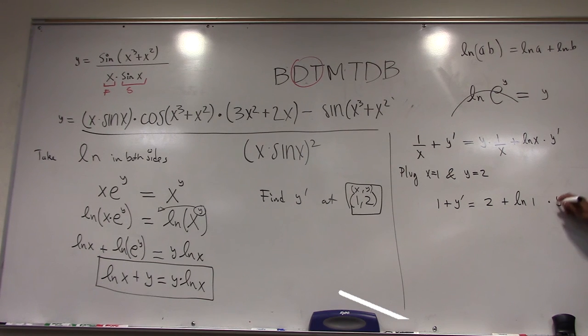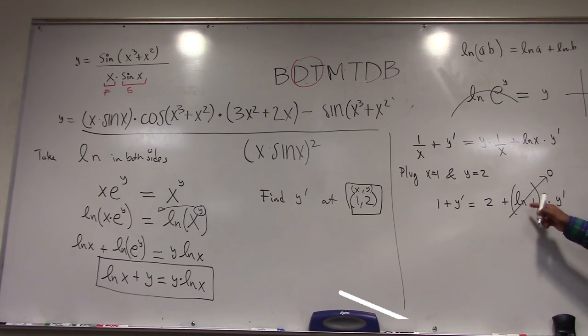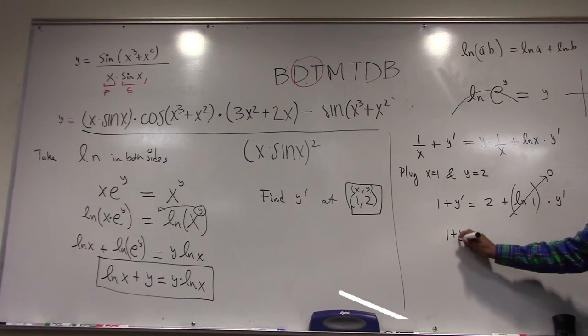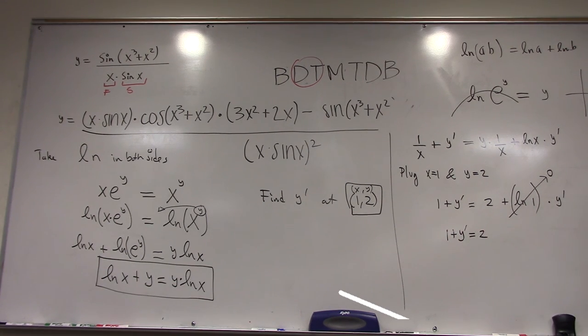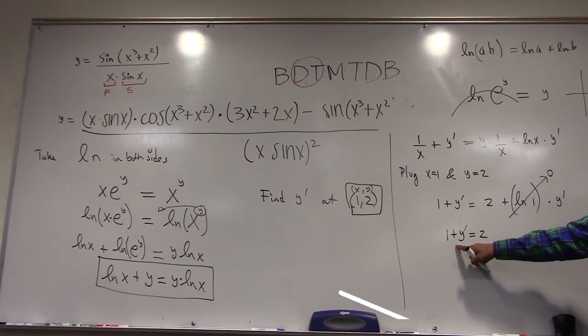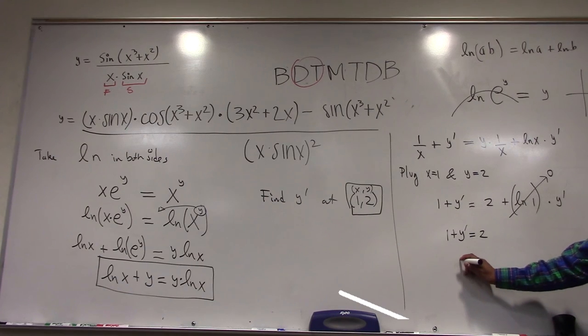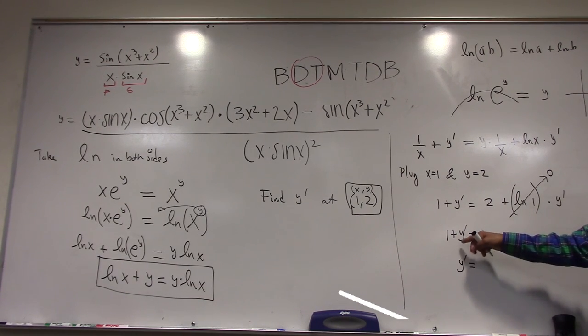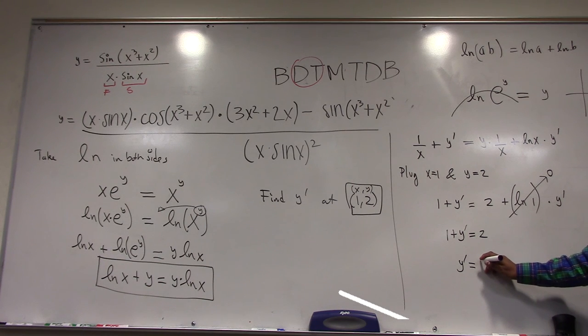Ln of 1 is a very special number. The graph of the logarithm goes like this, and this is 1. Ln of 1 is right here, it is 0. So in fact, this cancels out. So we have 1 plus y prime equals 2. So 1 plus a number gives me 2. Who is the number? 1. That's it.